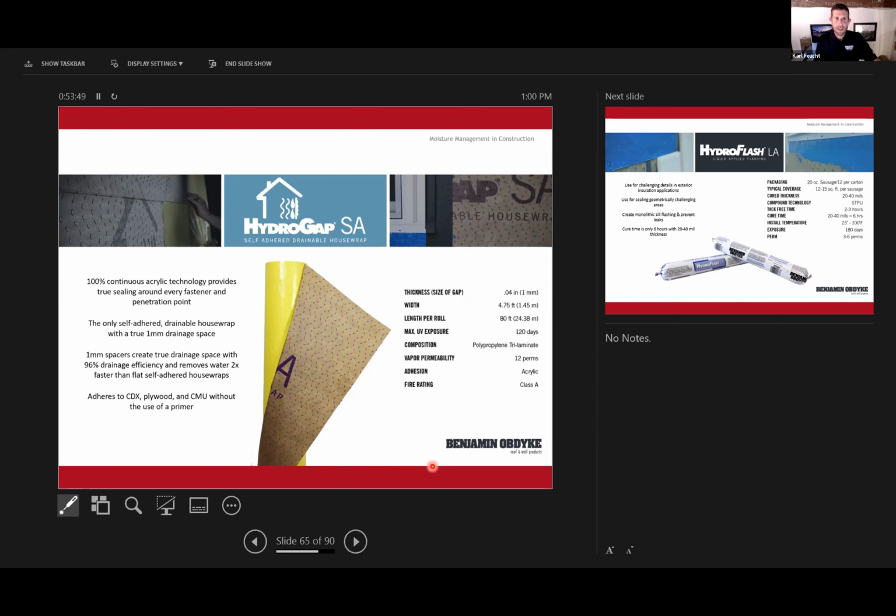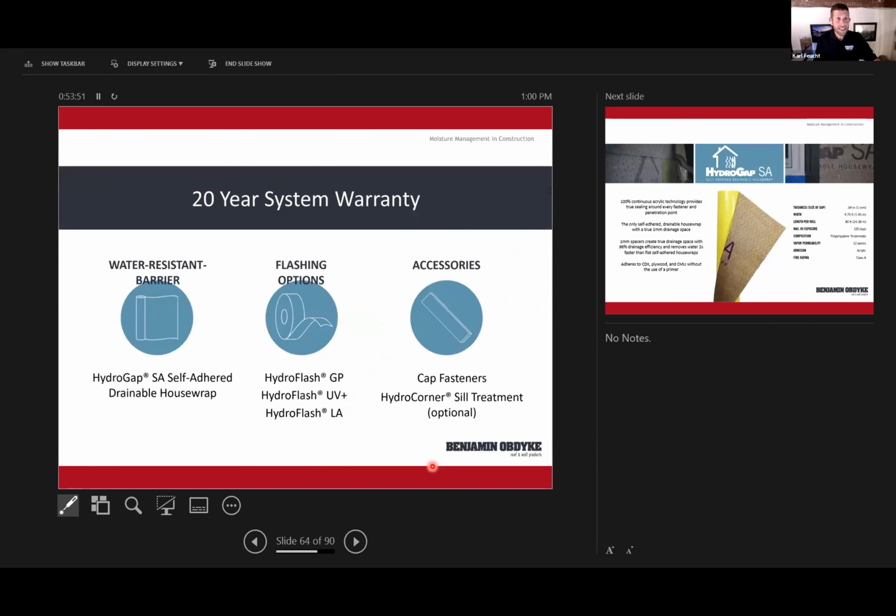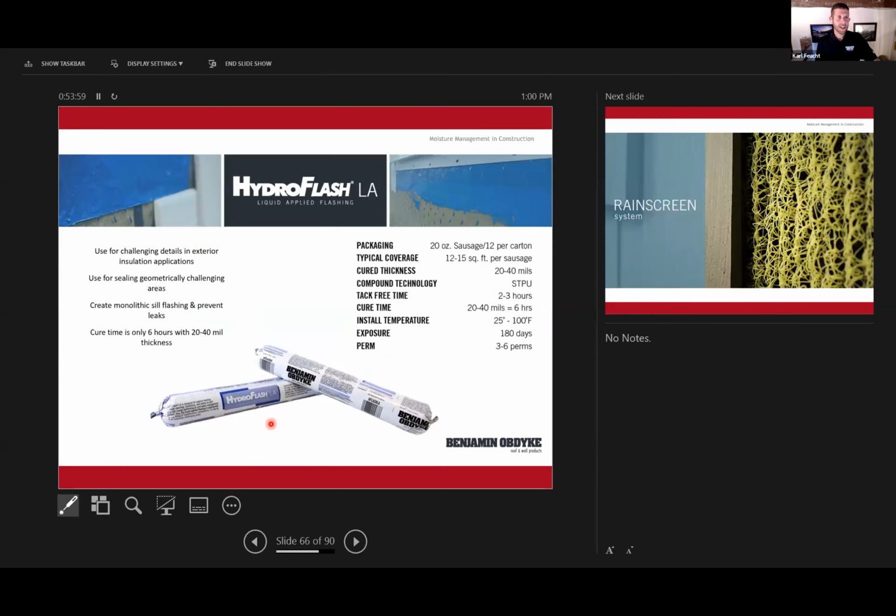It truly has. So I'll go back a slide. To get the 20-year system warranty, you can use any of our HydroFlash products. That would be either of the 2 tapes that we talked about earlier, or HydroFlash LA, which is a liquid applied flashing. A lot of interest in liquid applied products out there now. It comes in a 20-ounce sausage pack or foil pack. Now, I'll say this, a lot of people use this in different ways. People have been discovering different uses for this product.